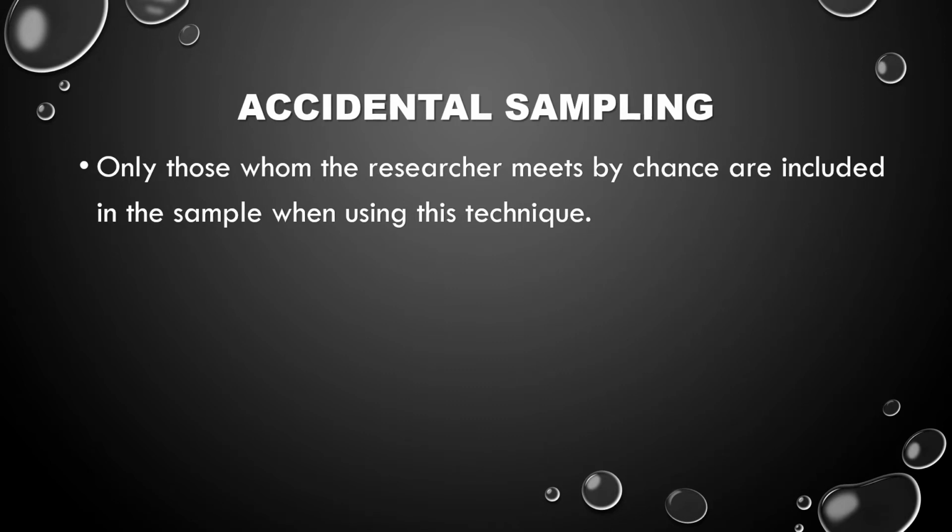Only those whom the researcher meets by chance are included in the sample when using this technique. So more likely, those who are on the spot when that incident happened, those are your sample. That becomes your immediate sample. Now, let's say, for example, you're out on the street and there is a crowd. Of course, out of curiosity, you wanted to know what happened. So more likely you're conducting a research. Now, those that are within your reach or those that you can immediately ask or elicit your information from, those are your sample. So that is accidental sampling.